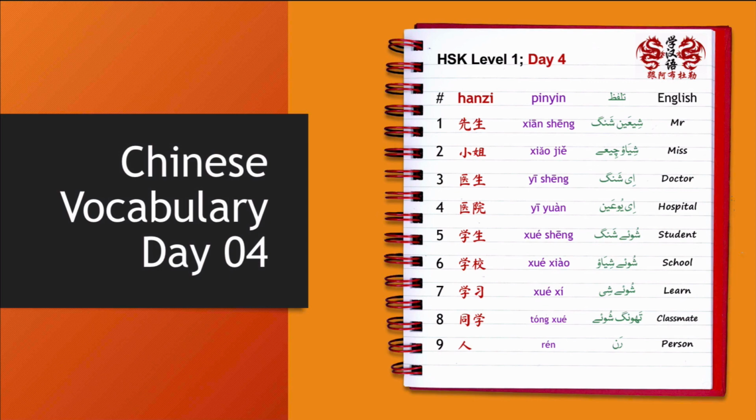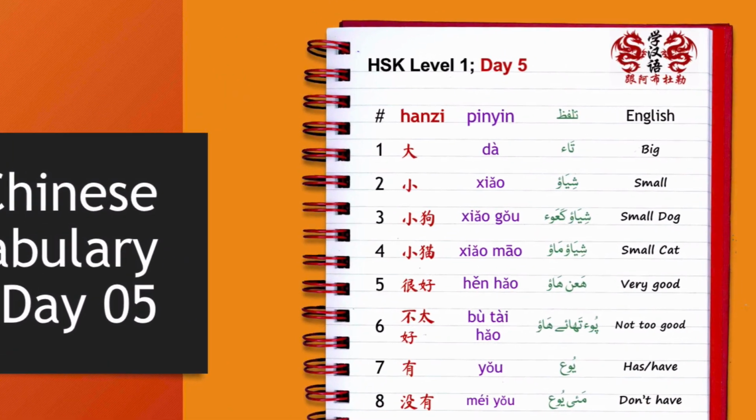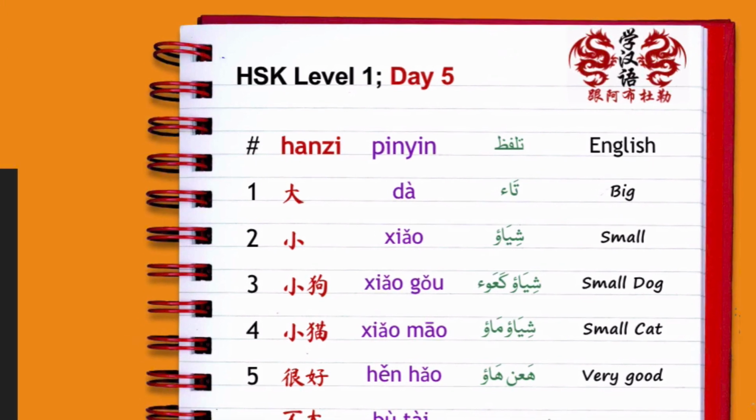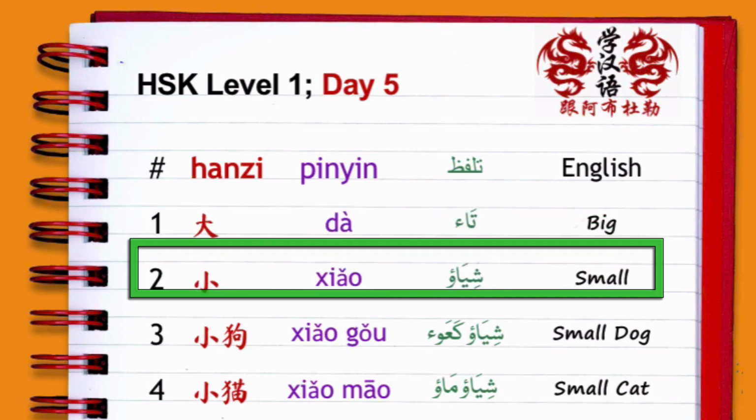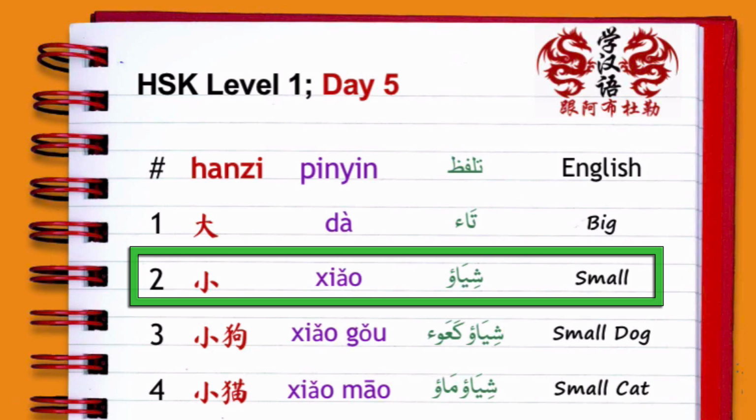Today is day 5. The first word is 大. That means big. The second word is 小. That means small. And if we speak these two words together, like 大小, that means big small.